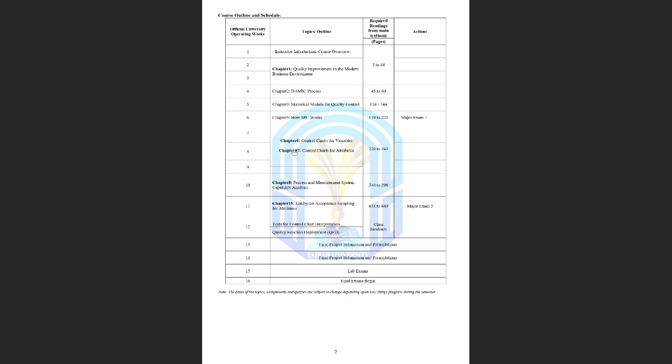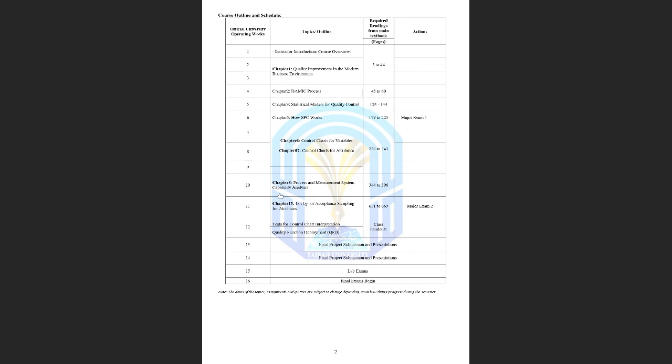Then chapter 5 will cover how SPC, which is statistical process control, works. And then this is maybe a quick chapter because it explains in general. And then we go to chapters 6 and 7. This is the meat of the course: control charts for attributes and control charts for variables. And then we will go with chapter 8, process and measurement systems capability, or they call it process capability.